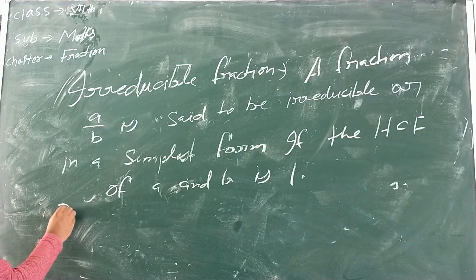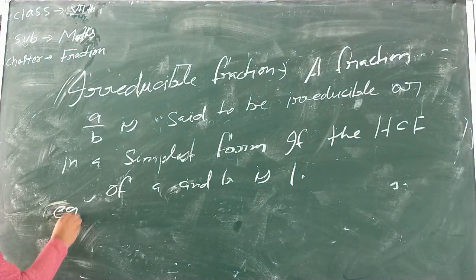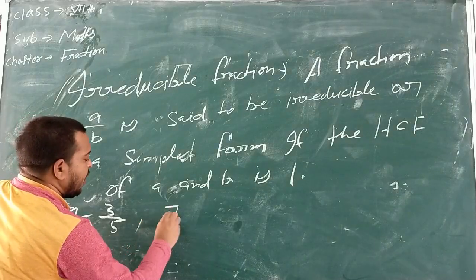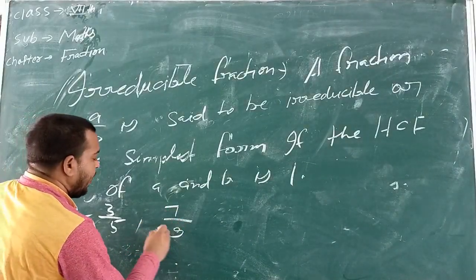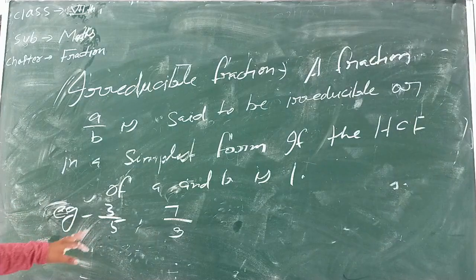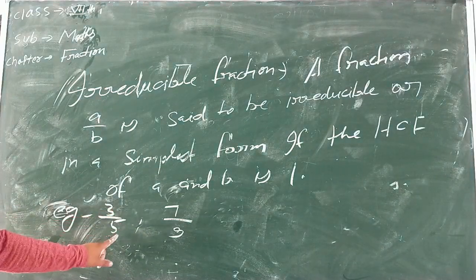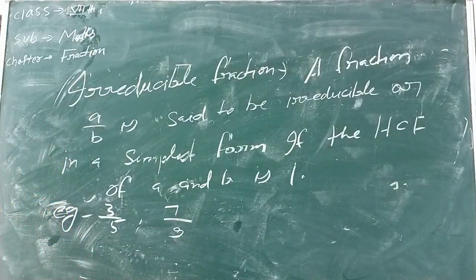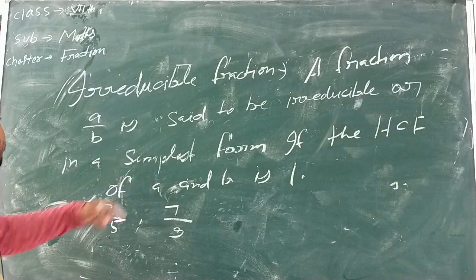For example, 3 by 5, 7 by 9 are irreducible fractions because the HCF of 3 and 5 is 1 and of 7 and 9 is 1. They have no common factor other than 1, so these are irreducible fractions.